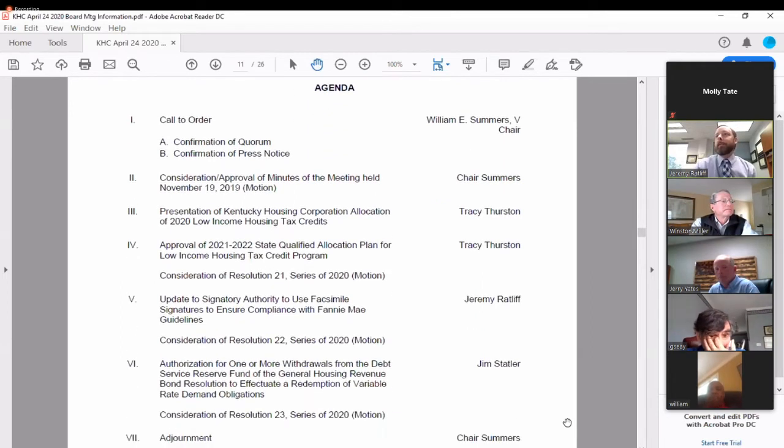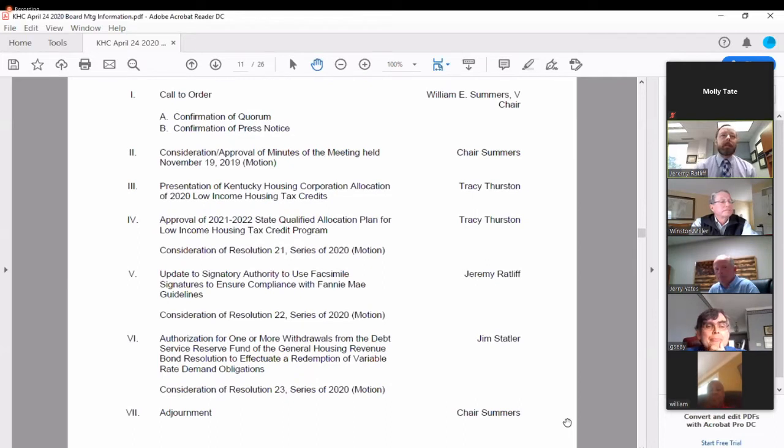During the course of that meeting, Tracy Thurston, Managing Director of Multifamily Programs, provided an overview of the awards of the 2020 low-income housing tax credits that were made in January of 2020. Following that presentation, she presented the 2021-2022 state qualified allocation plan for low-income housing tax credits.